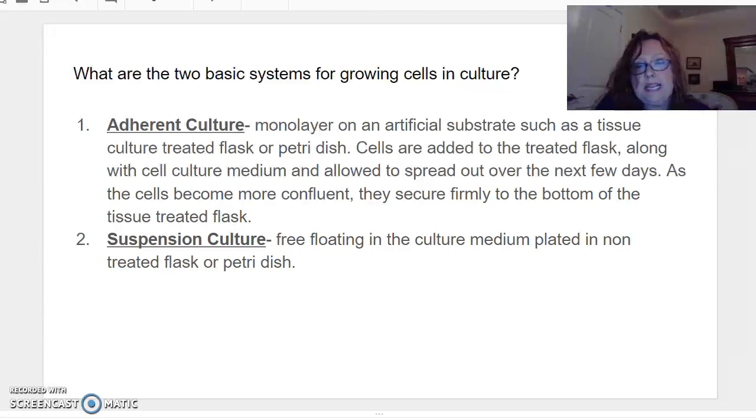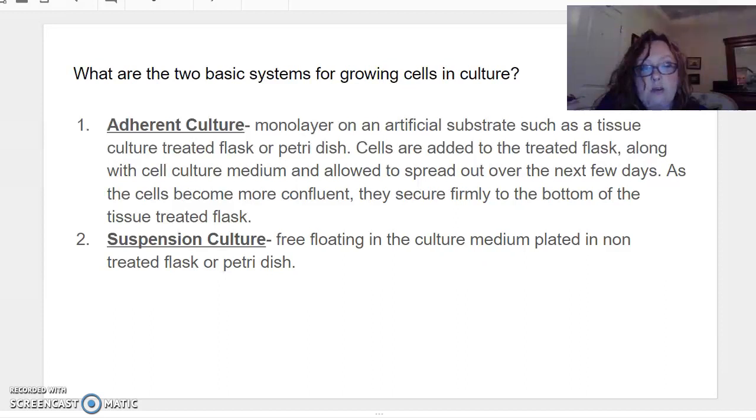So there are two basic systems of growing cells. You've got adherent cells and you've got suspension cells. With adherent cells, the cells attach in a monolayer on the bottom of the flask. The flasks, they call them treated flasks, are filled with the cell culture medium, and they're left there for a few days to grow. But within those few days, you do want to change the media because the pH, what we were just talking about, will change and they need fresh media.